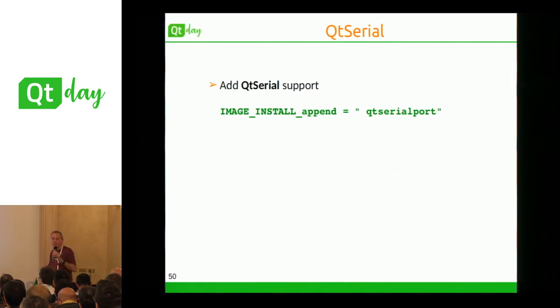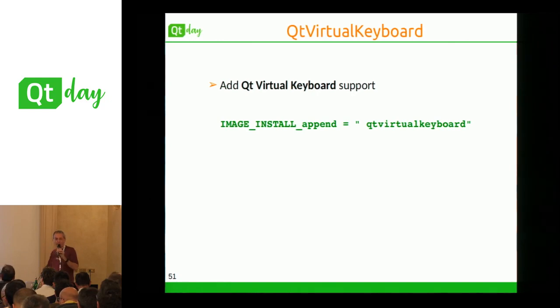Another thing, if you want to use the serial port to communicate, the library to communicate on the serial port, you need to install into the system, using this keyword, IMAGE_INSTALL append qtserialport. This automatically will include into the final system the library needed to communicate with the serial port. And the famous virtual keyboard. If you want the virtual keyboard, simply add it using IMAGE_INSTALL append, and it will be enabled in the system. Of course, you need to rebuild every time you change one of these settings.